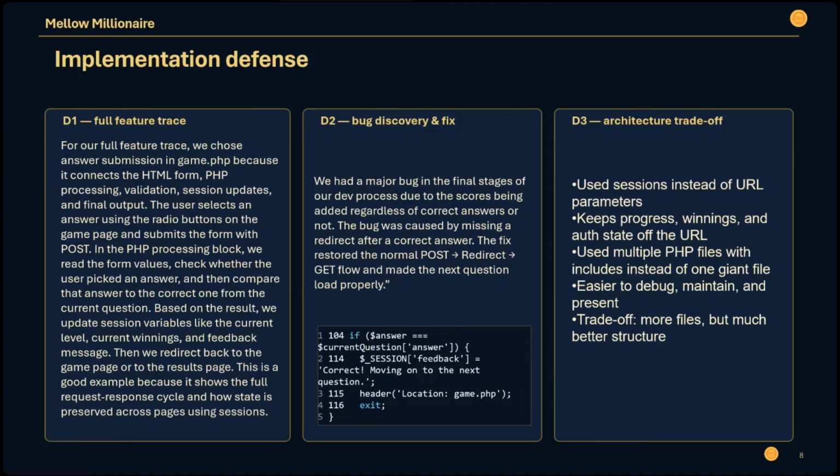So the third thing was the architecture trade-off. We use sessions instead of URL parameters. This kept the progress, winnings, and authentication state off the URL, so keeping it close knit. And this used multiple PHP files with includes instead of a giant file, which is that game.php, which makes it easier to debug, maintain, present. But the trade-off is that there are more files, but we get a way better structure and everything is way easier to find.